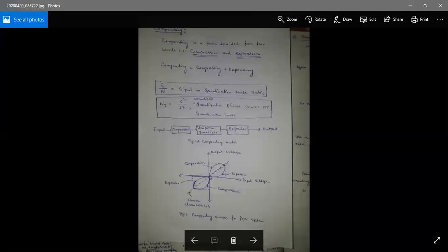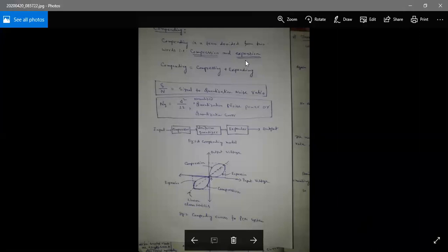Good morning, everybody. Today, I will discuss a very important term named companding. In general, companding is the summation of two words, namely compression and expansion. In the last class, we discussed two important terms, that is uniform quantization and non-uniform quantization.